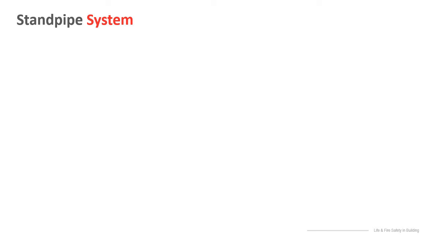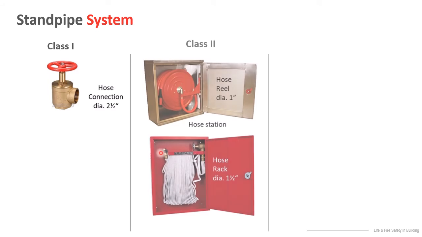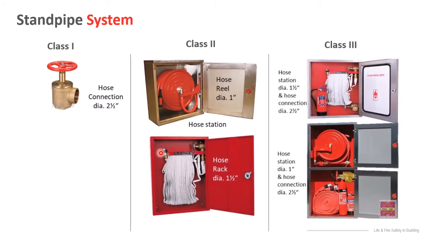For standpipe systems, there are three types: class 1, class 2, and class 3. The main difference between the three classes is that a class 1 standpipe system should be provided with a 2.5-inch hose connection for primary use by trained personnel or by the fire department during initial response.